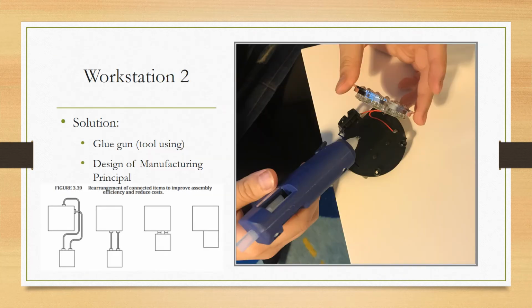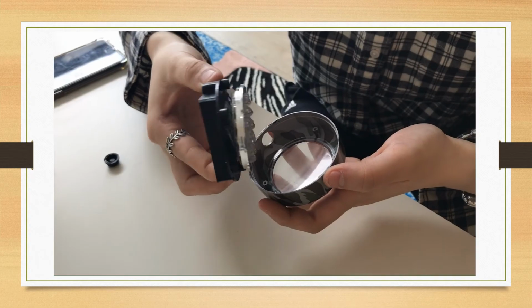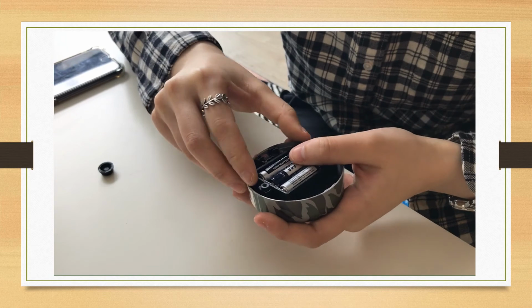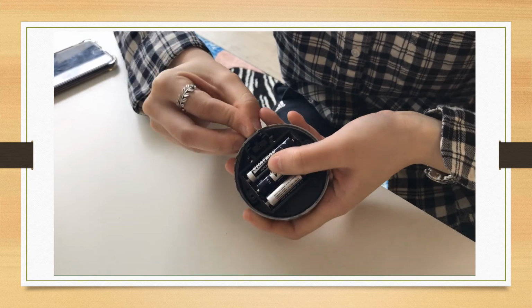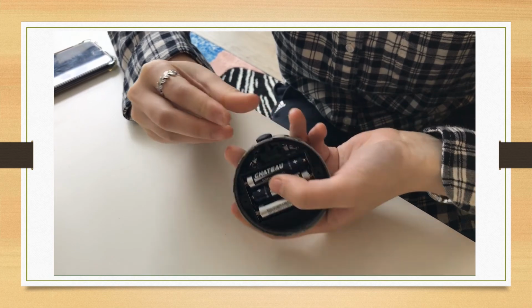In our workstation 2, based on the design for manufacturing principle, we want to shorten the wires in order to prevent them from breaking. So we use a glue gun to glue the LED light to the battery box. The video demonstrates our new design can easily put the battery box into the front case.